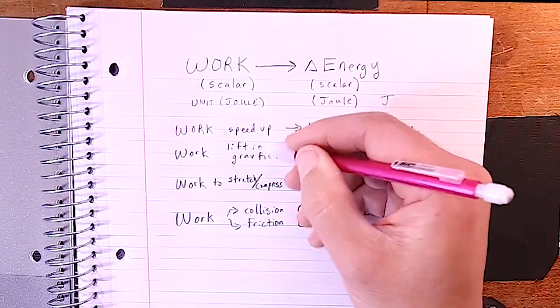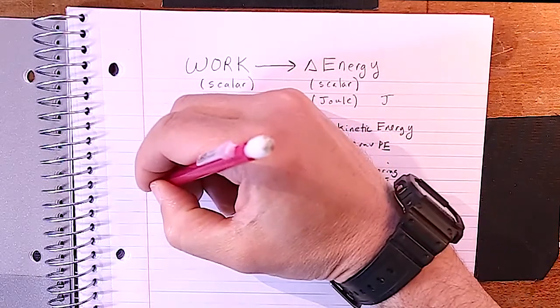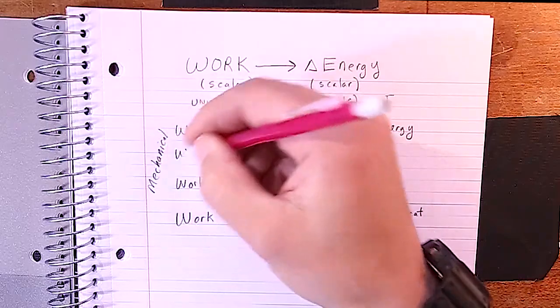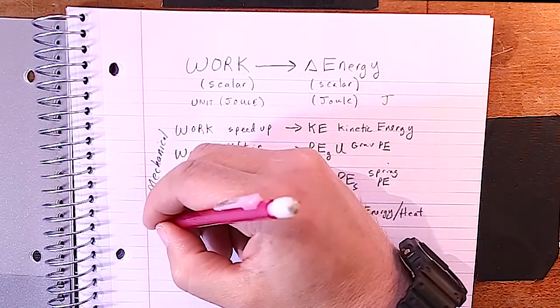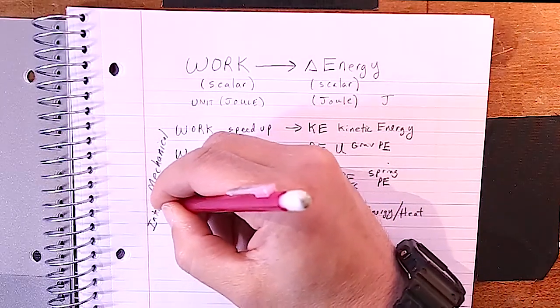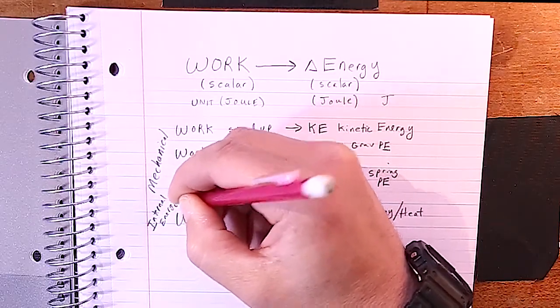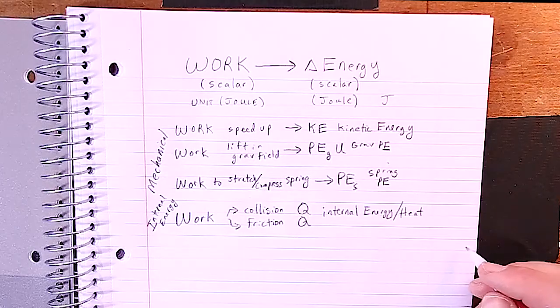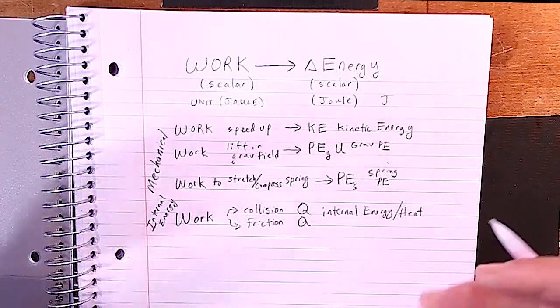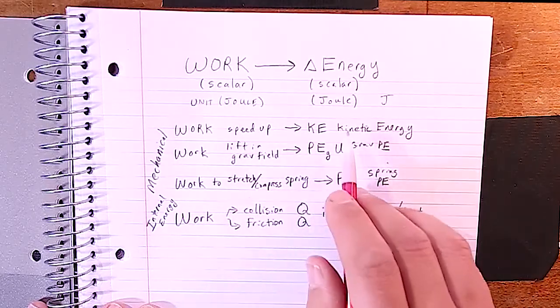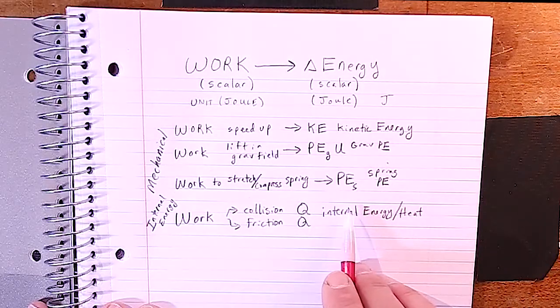Now, the first three are called mechanical energies, and we'll define what that means later. And this is an internal energy because it's energy that is contained within the molecules of the object. So we're saying that work done to do these different things produces these different types of change in energy.